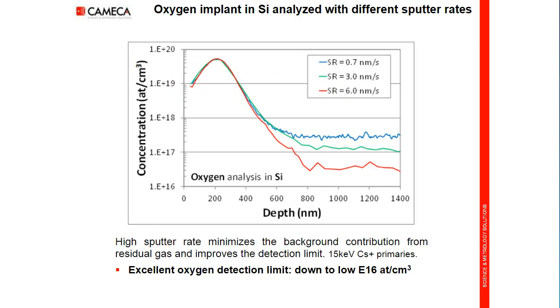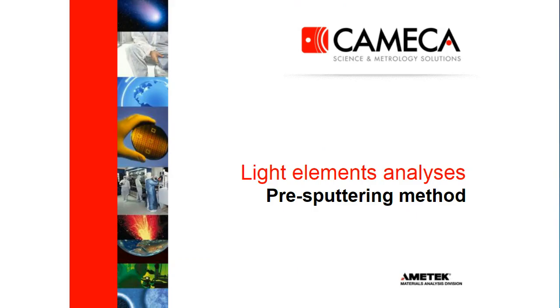As mentioned before, measurements at high sputtering rates using high impact energy and high primary current are employed to obtain a better detection limit. However, in practice, high sputter rates cannot be used for measuring light elements in epitaxial thin films or when the depth of interest is shallow. How to improve the detection limits other than by increasing the sputter rate? I will present now the pre-sputtering method.